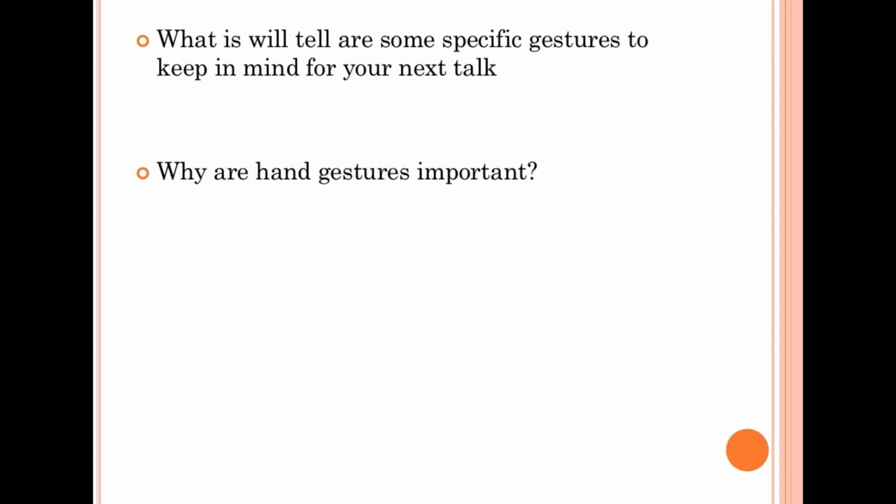Body language, particularly hand gestures, says a lot about you. They affect how people perceive you. When you make gestures, you will be perceived as more confident. It is because confident people speak with more conviction.